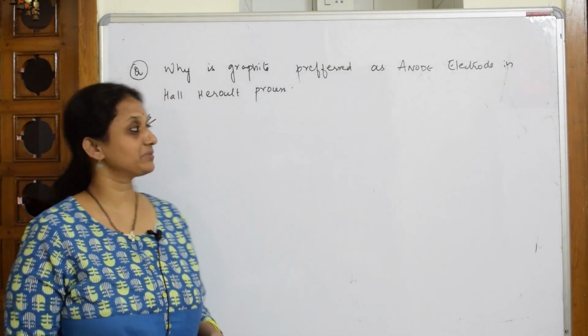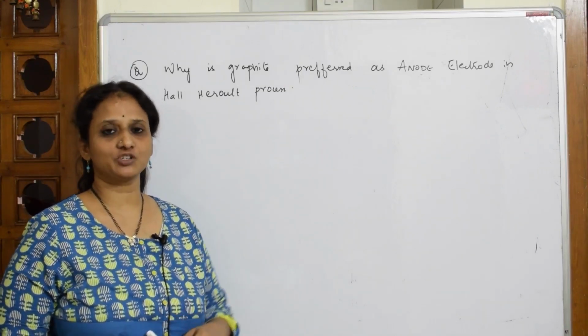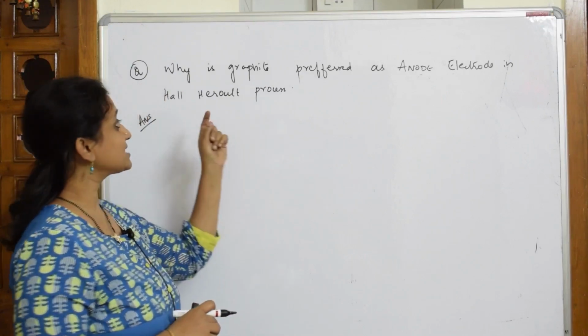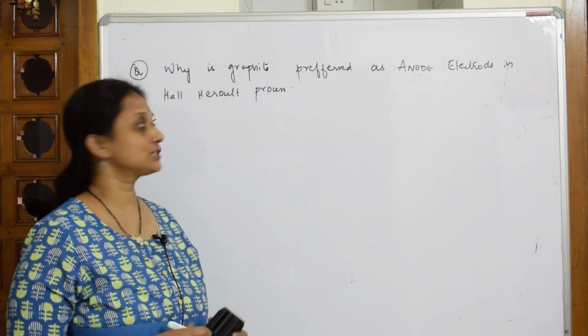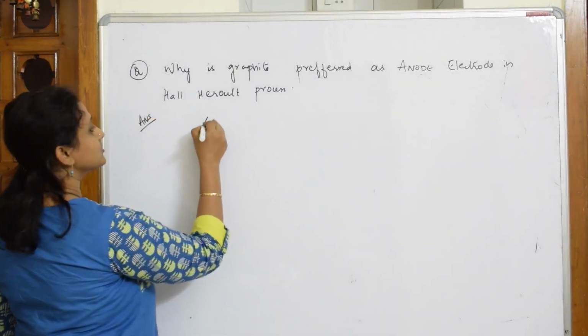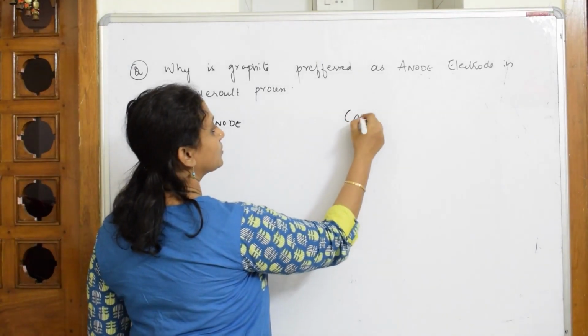So let us see this famous question which is asked under the Hall-Héroult process. I hope you would have watched that video. First watch that video, then you will understand this question. What did they ask us? Why is graphite preferred as anode electrode in the Hall-Héroult process? Basically, in the Hall-Héroult process, we have two electrodes. One is your anode electrode and the other is your cathode electrode.